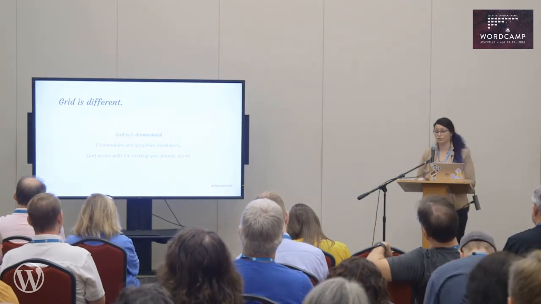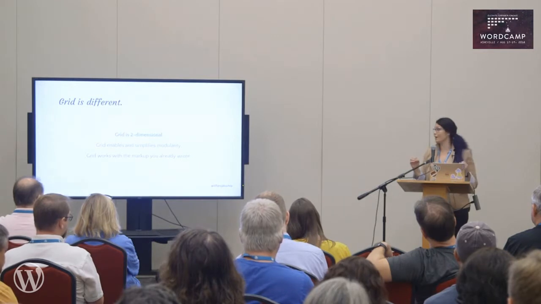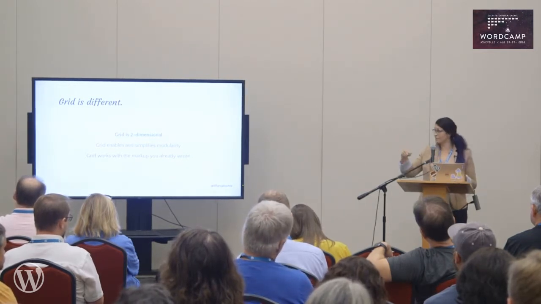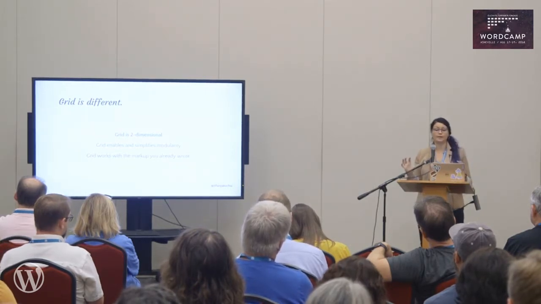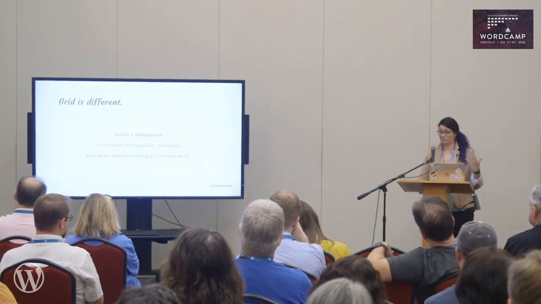But Grid is two-dimensional. So we can think about things in rows and in columns, and we can specify all of them, which means that our layouts that we sketch on napkins can now be translated into actual code that respects all of the rules that we drew on the napkin. This is where we've evolved to, napkin drawings.